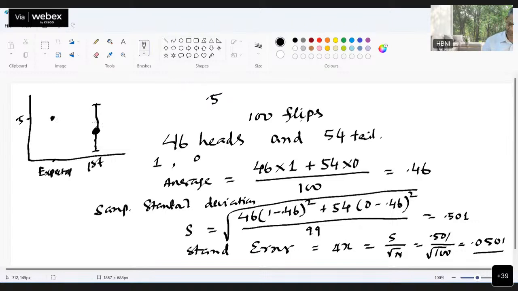So you can say that the null hypothesis is valid, and it is consistent with the nature of flipping a fair coin. If you do 100 flips, there is a probability your mean could be 0.46. So this is what you can do just from error analysis. The same thing you can also do from Z statistics, which I told you about earlier. So let me do that for you also.